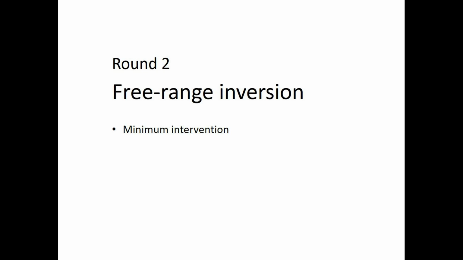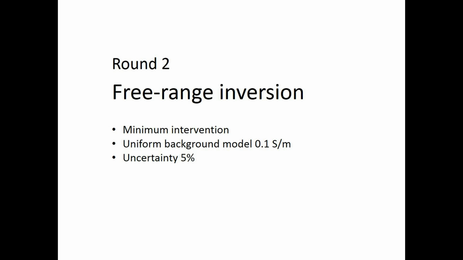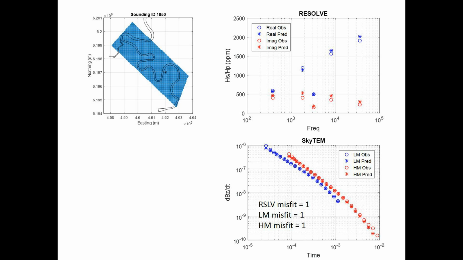So the idea is here we have a minimal intervention. We don't do anything fancy. We just let it go and see what happens. So here we use a uniform background model, like 0.1 siemens per meter, which is kind of a lower bound of the average in this area, and now 35%. See what happens. So at the same sounding location, this is our data fit.